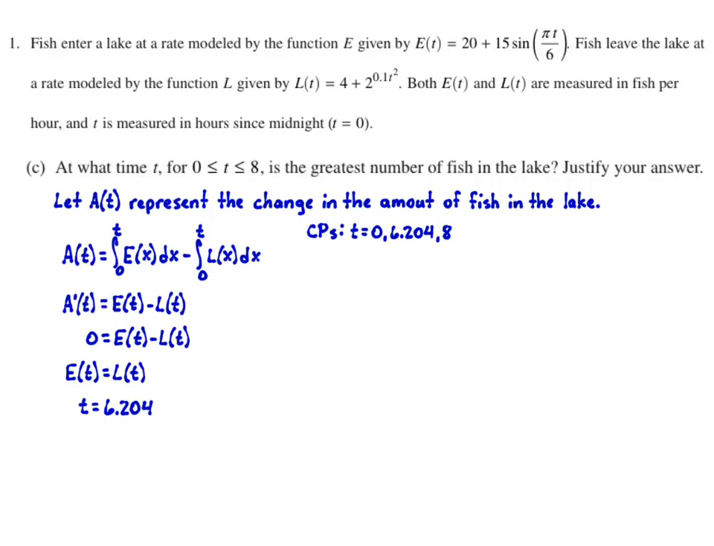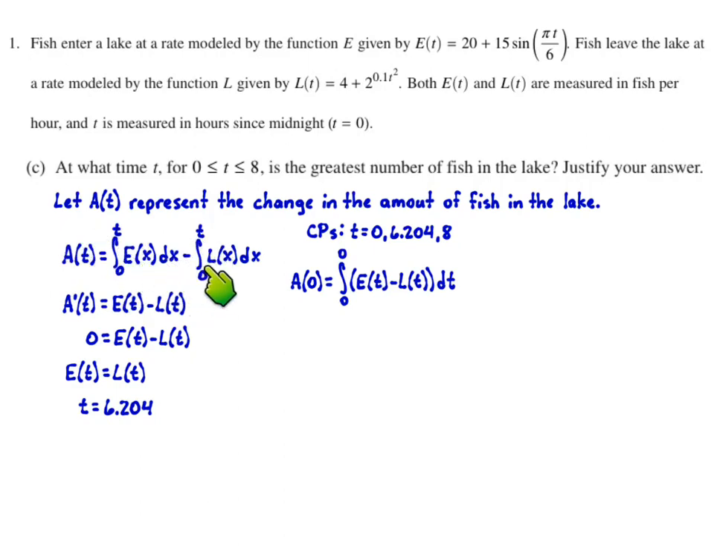And so the first one would be A of 0. So A of 0 is the integral from 0 to 0 of E of t minus L of t. And some of you might be saying, well, why did you put the integral of E minus L? Well, that's because the bounds on the amount function are the same. So it's from 0 to t and 0 to t.